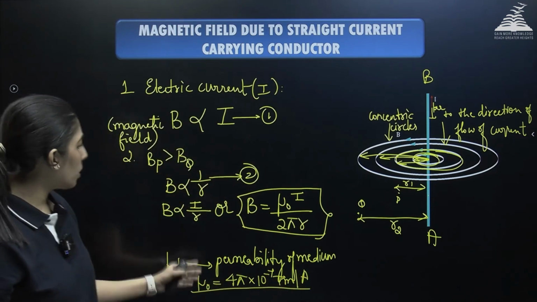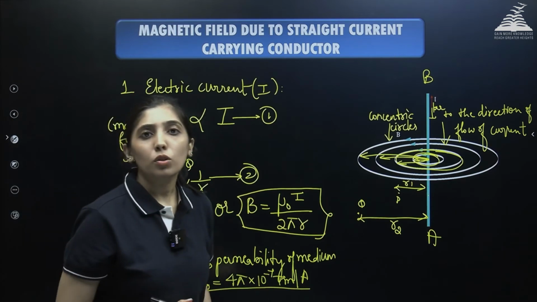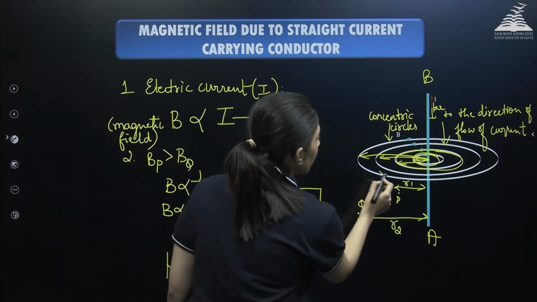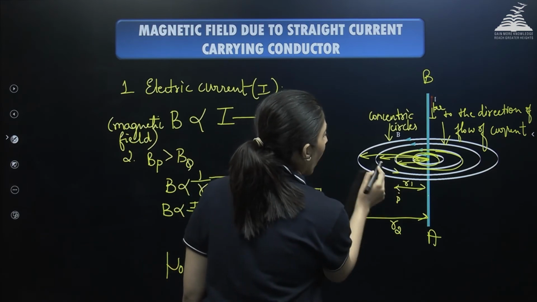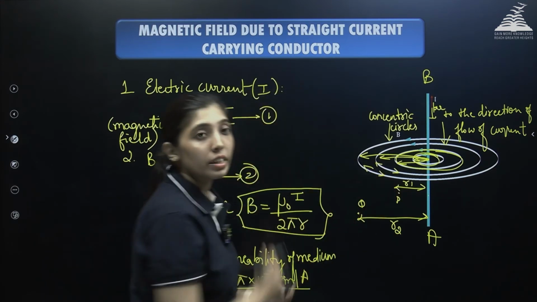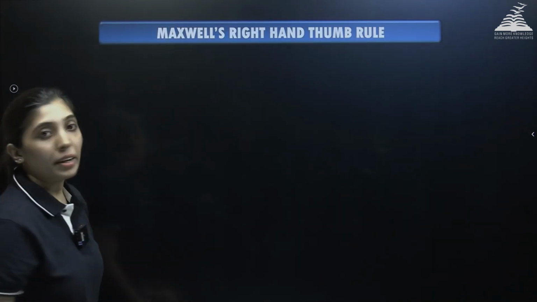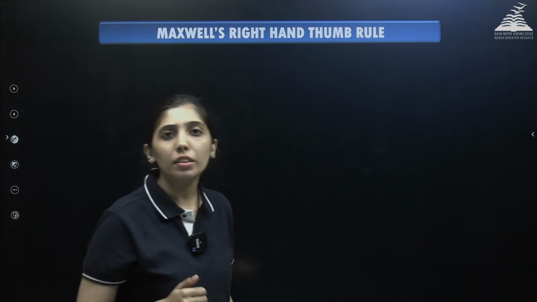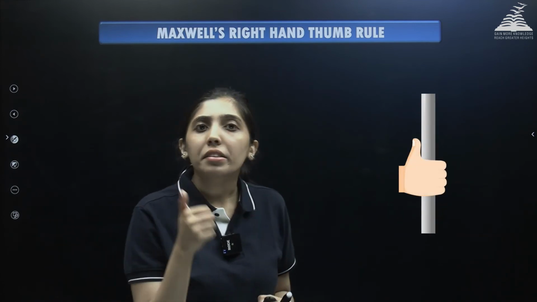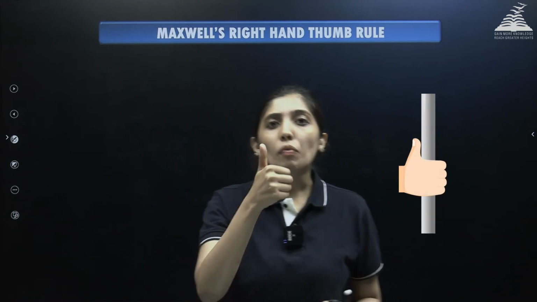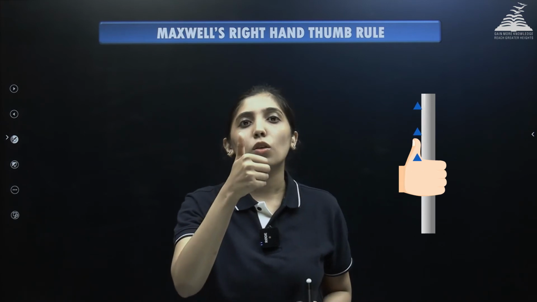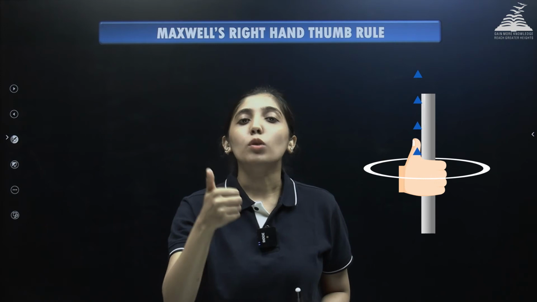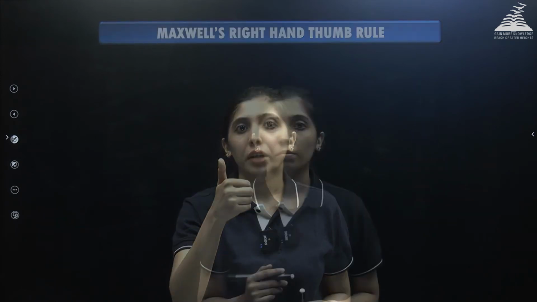Now that we understood the magnitude, let's move on to study what is the direction of this magnetic field. Is it clockwise? Is it anti-clockwise? This is given by Maxwell's right-hand thumb rule, which states, imagine holding a conductor in your right hand in such a way that your thumb finger points towards the direction of the electric current. Then the fingers encircling will give you the direction of the magnetic field.